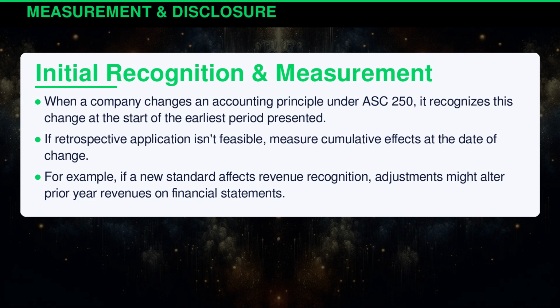When a company changes an accounting principle under ASC 250, it recognizes this change at the start of the earliest period presented. If retrospective application isn't feasible, measure cumulative effects at the date of change. For example, if a new standard affects revenue recognition, adjustments might alter prior year revenues on financial statements.